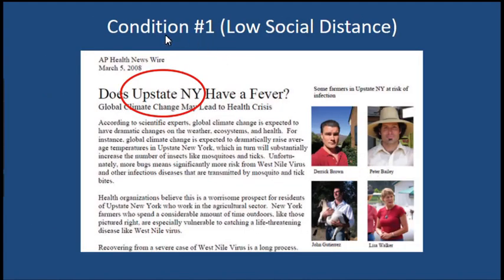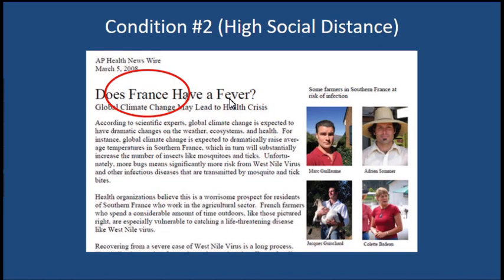So condition one, low social distance, they talked about people in upstate New York. So you have these pictures of people that look like they might live in upstate New York. I don't know, could be. But they used the same people in a very similar story about the impact of global warming leading to a health crisis, but they switch it to France as the place where it's occurring.